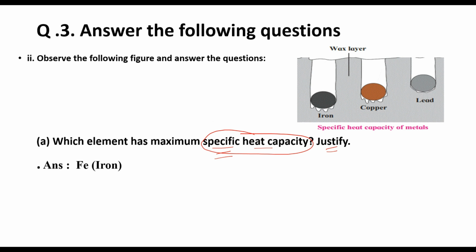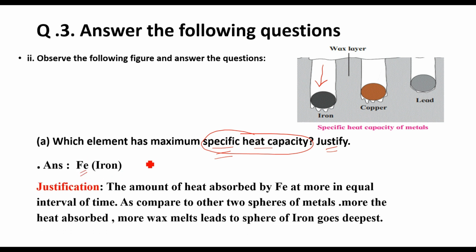If you see which goes deepest, the deepest is iron. So I wrote Fe as well as iron, and the justification is that the amount of heat absorbed by Fe in an equal interval of time, compared with the other two metal spheres, is more, so more wax melts, and here the sphere of iron goes deepest. So not only the symbol but also a proper justification is written there.